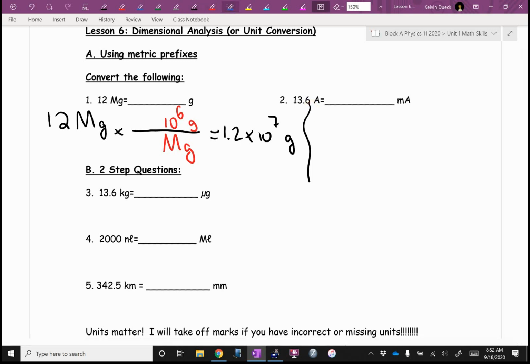Number 2. Oh, and you know what I'm going to do first? Write down what they gave me. 13.6 amps times a fraction.